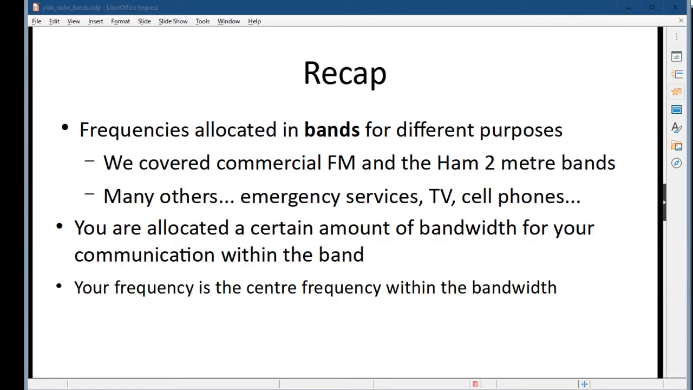Let's recap what we've covered so far. Frequencies are allocated in bands for different purposes. We covered commercial FM and the amateur radio 2-meter bands. There are many other bands we didn't mention, like emergency services, television, cell phones. No matter what the band is, you're allocated a certain amount of bandwidth for your communication within the band. We gave the examples of wideband FM at 200 kilohertz for commercial radio and narrowband FM for amateur radio at 6 kHz bandwidth. And your frequency that you give out is always the one at the center within the bandwidth.